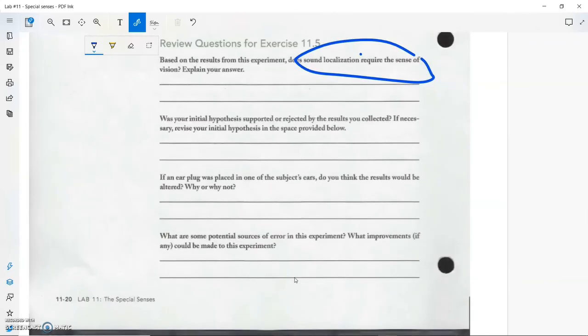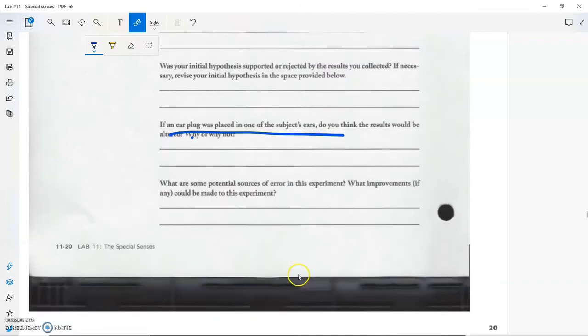If we would put an earplug into one of the ears, then what do you think the results would be? You're absolutely right. It would affect the results of the localization test, because instead of normal binaural hearing with both ears, hearing from one ear would be diminished. Sources of error, well, subjectivity of the people who do the experiment.